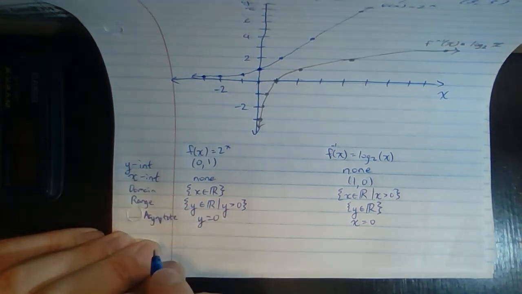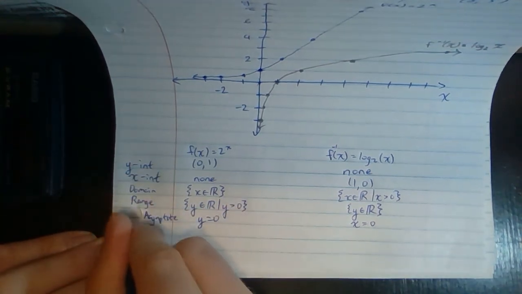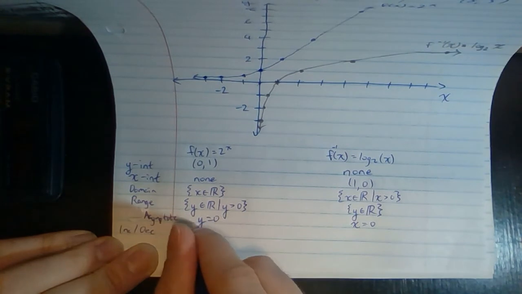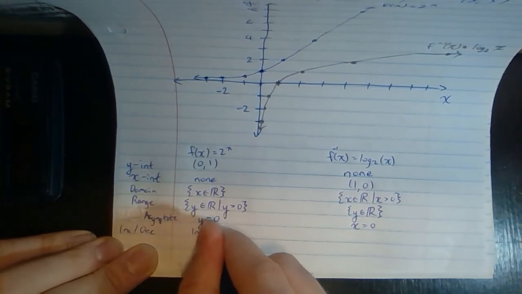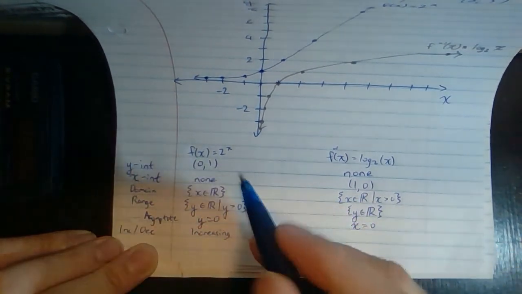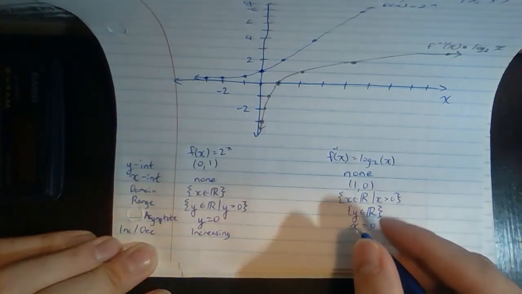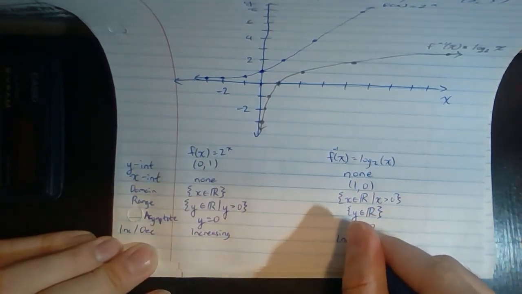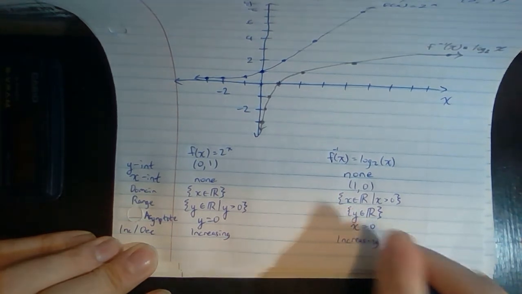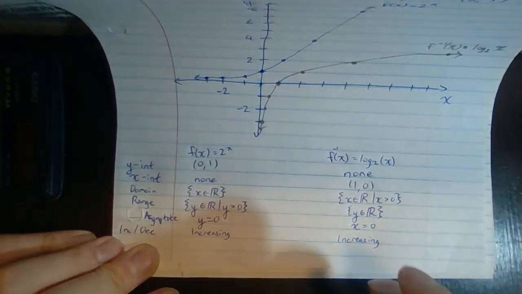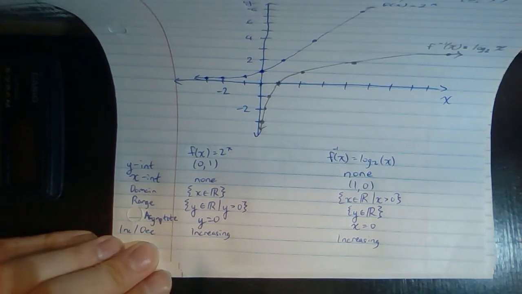And then our original, we were always increasing, always going up when we look left to right, and our inverse is always increasing. So if you remember looking back at our rational functions, we talked about if the original function's increasing, the new function's also increasing. Same thing goes here.